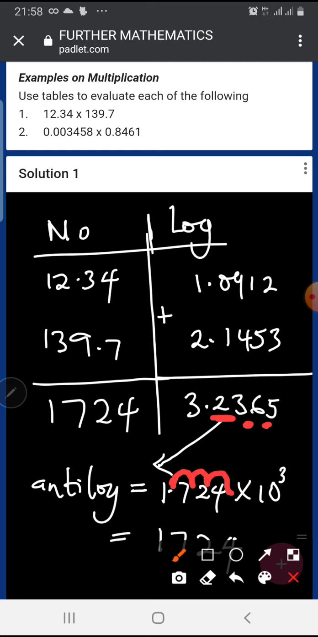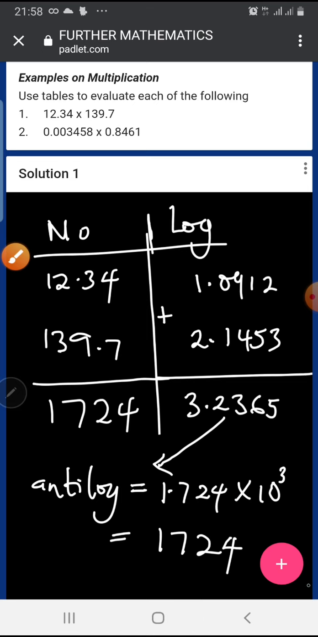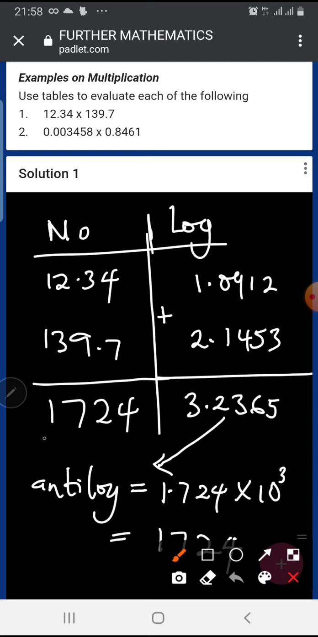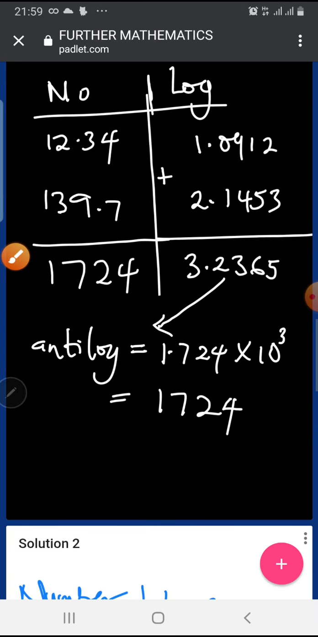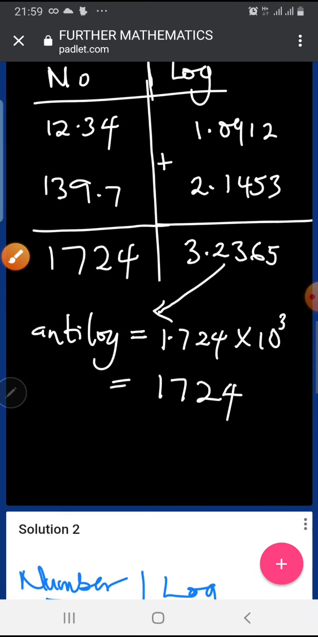When you do that, it will make you move your point 3 times: 1, 2, 3. So your final answer is 1724. You can now write it here, your final answer. I think it's simple enough.